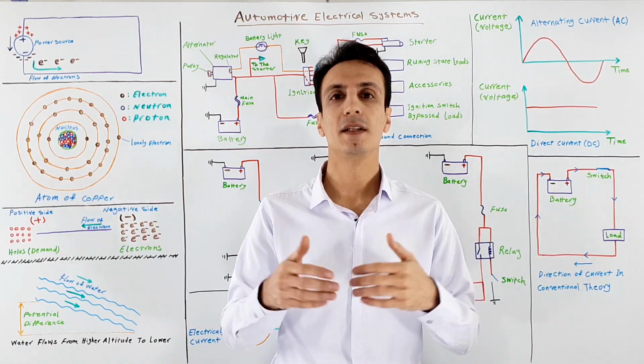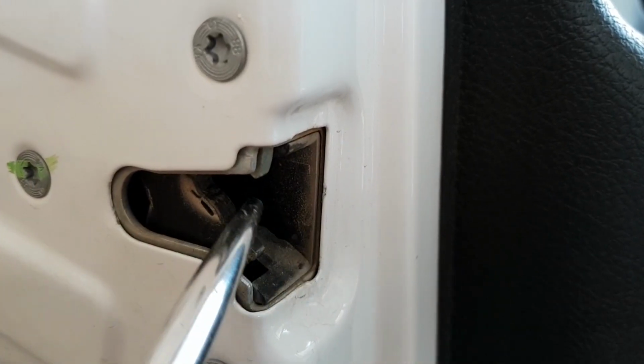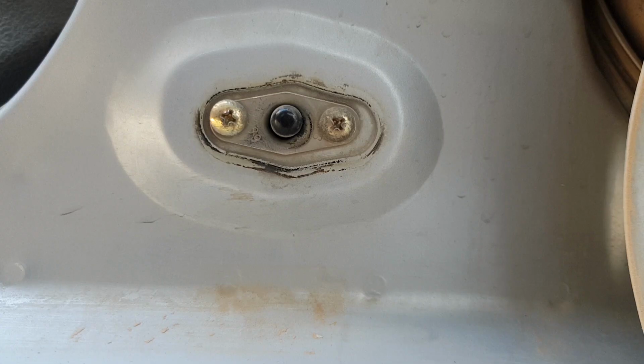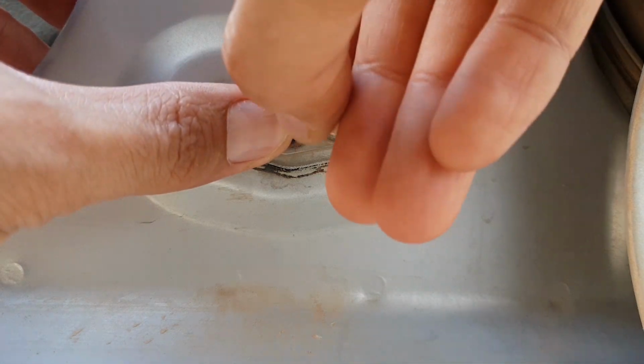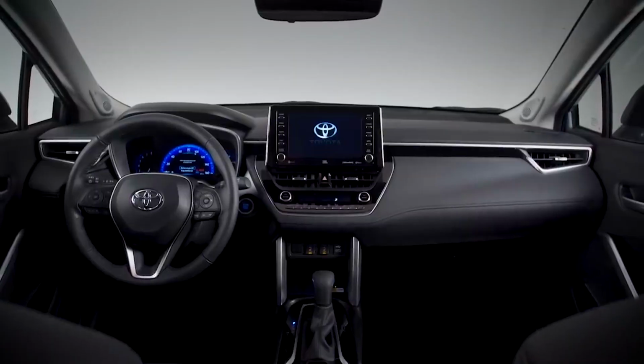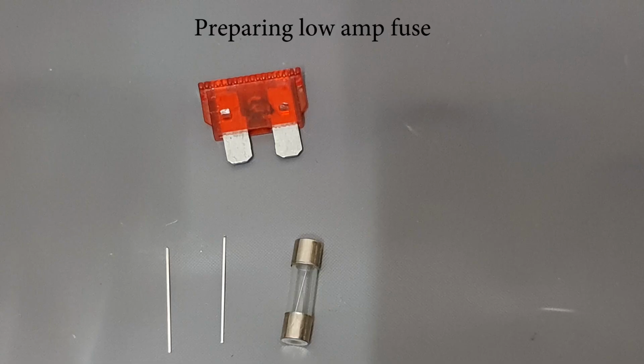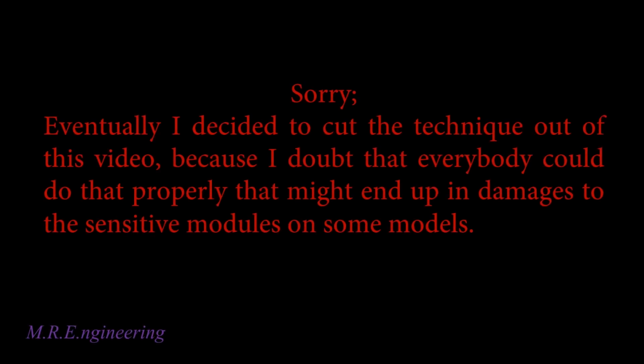To do this job, you first need to simulate the closing of the doors and hood by deactivating the door jamb switch, and then wait a few minutes so all the modules go to sleep. Then use a low amp fuse. Eventually I decided to cut the technique out of this video because I thought that not everybody could do that properly. That might end up damaging the sensitive modules on some models.